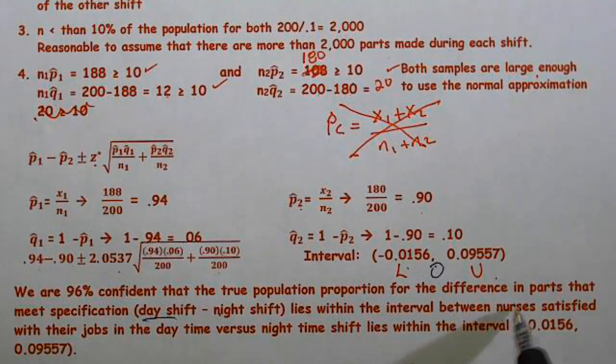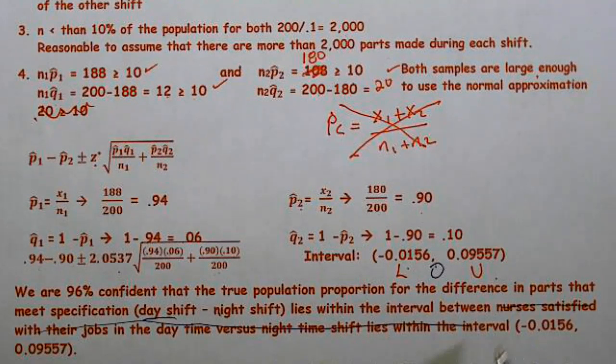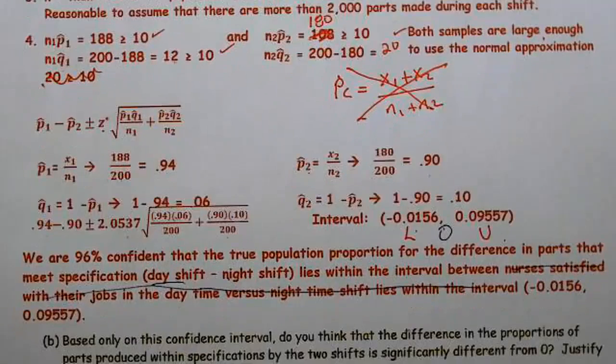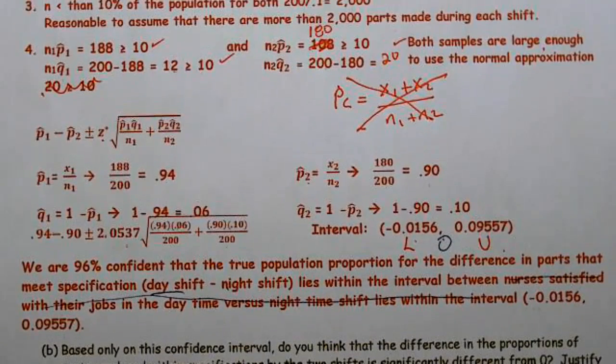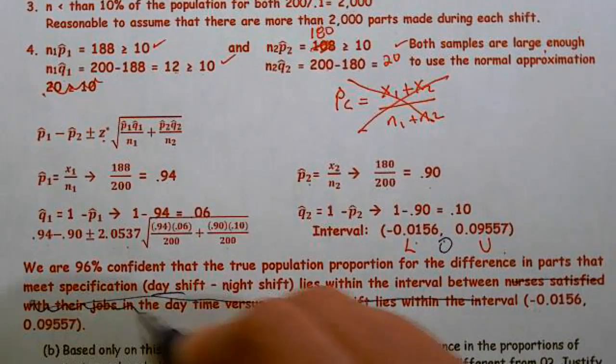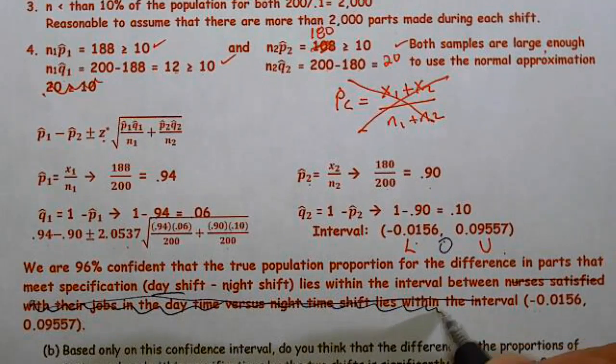I obviously have some stuff here that I don't need. Lies within the interval negative 0.0156 and 0.09557. All right. So the difference in parts that meet specification lies within that interval. I don't know where the nurse's part came from. That was obviously from some other problem I copied from.